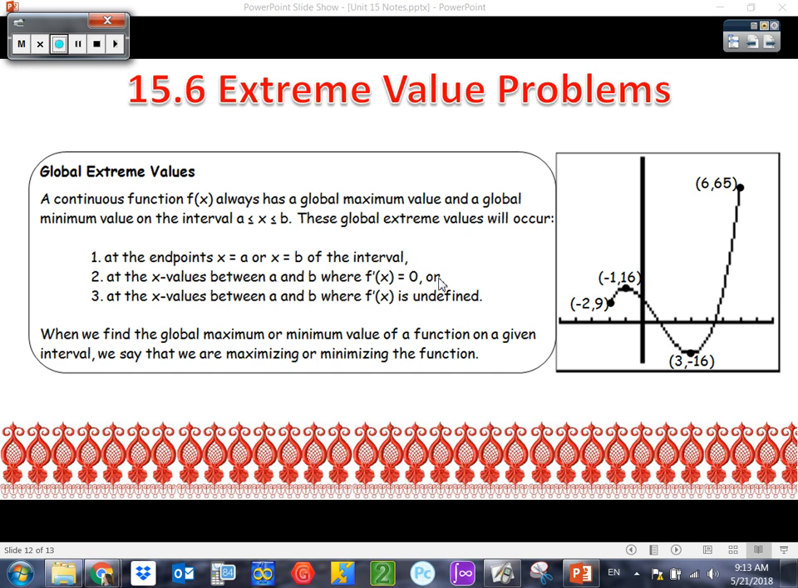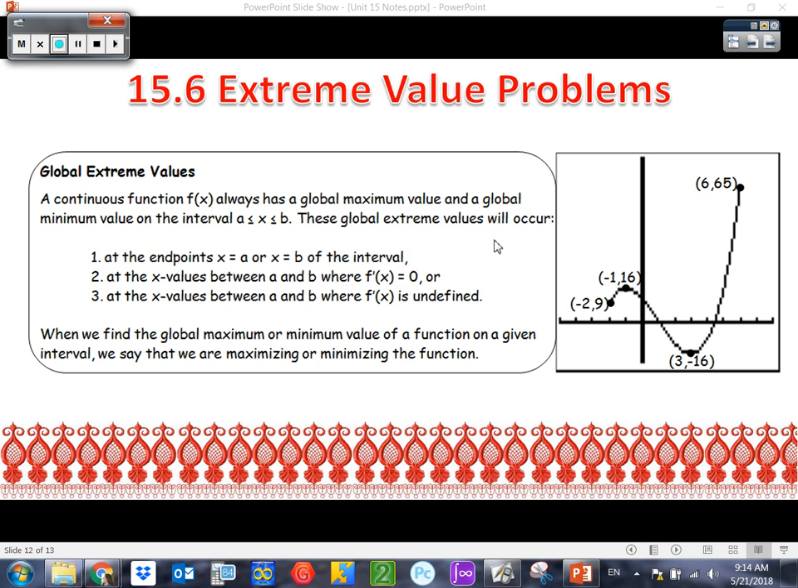We will be using, in some instances, calculators. But let's talk through what's going on. We have a global, that's an absolute. We've talked about absolute maximum and absolute minimum values before. Another word for that is global, a global maximum or a global minimum. If the function is continuous on a closed interval, then the function will have an absolute max and absolute min. It's like a theorem for us.